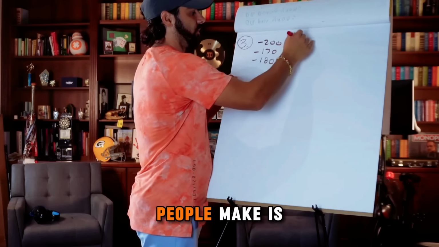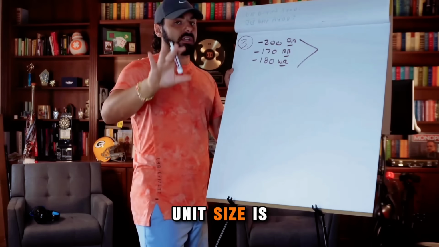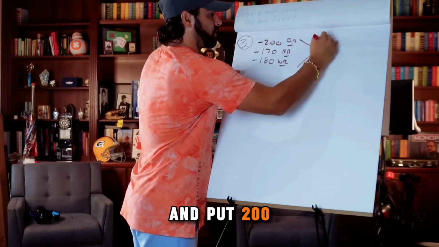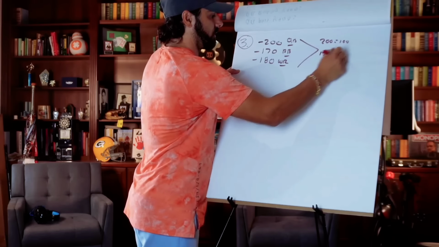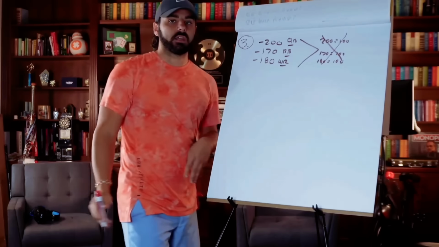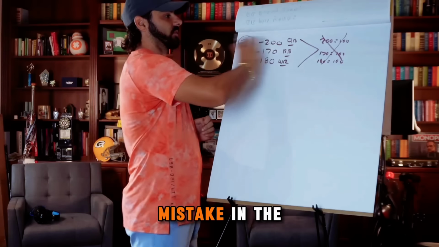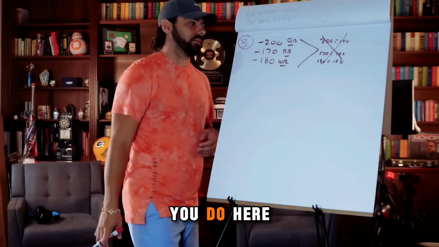The mistake that a lot of people make is this right here. They see this, minus 200. Their unit size is not 200, but they'll go and put 200 down to make 100. Right here, they'll go 170 to make 100. And right here, they'll go 180 to make 100. That's not what you do, okay? That is not what you do. A lot of people make that mistake in the sports betting industry, and they try to match the odds.